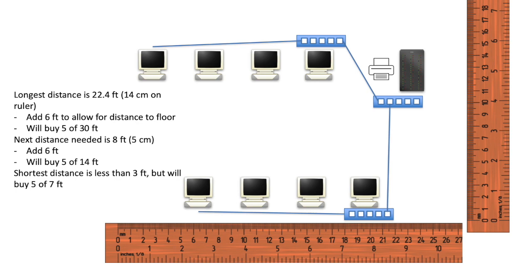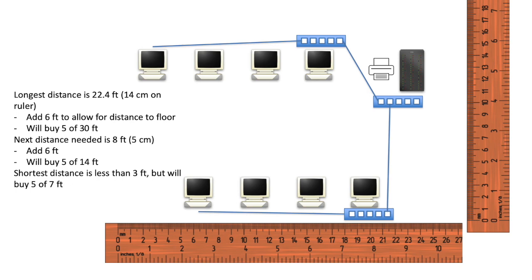If I measure the distance from the furthest away desktop to a switch, the longest distance is 14 centimeters on my ruler. If you look down at the bottom, you can see, going from number 6 to number 20, that's a nice 14 centimeter distance. That ends up being 22.4 feet when I convert my scale.